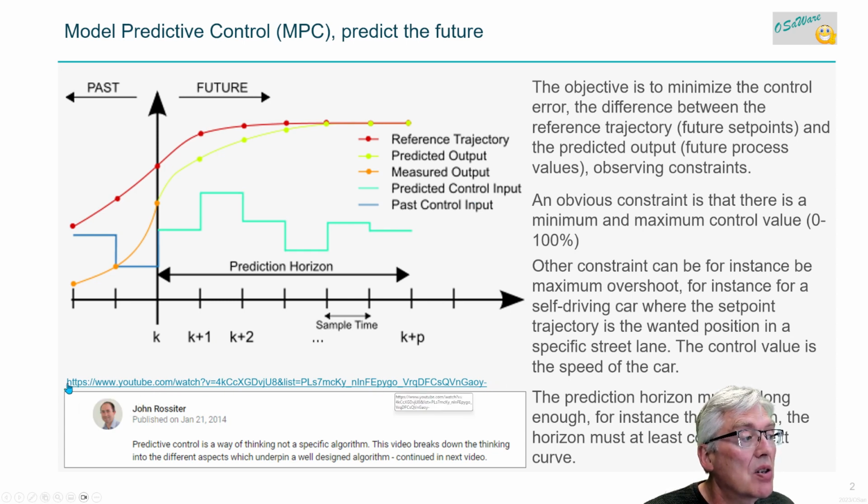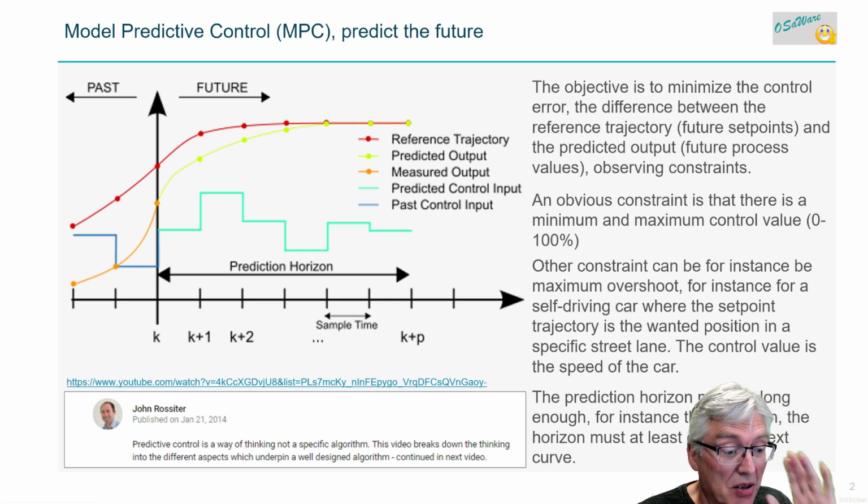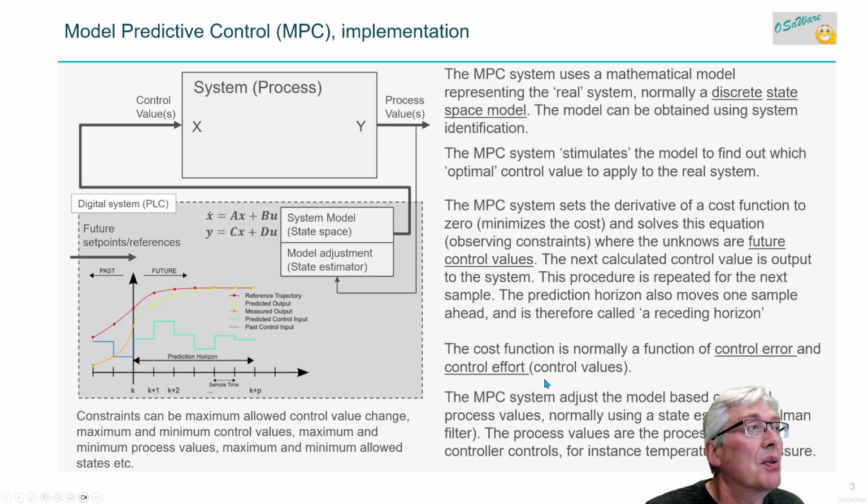Here's a link to Nestor on this. He has a YouTube video playlist. If you watch the first video, you get a really good understanding of what model predictive control is. Maximum overshoot. And the prediction must be long enough. For instance, the car again has to at least cover the next curve, or else you're just going to go straight into the ditch, which you don't want.